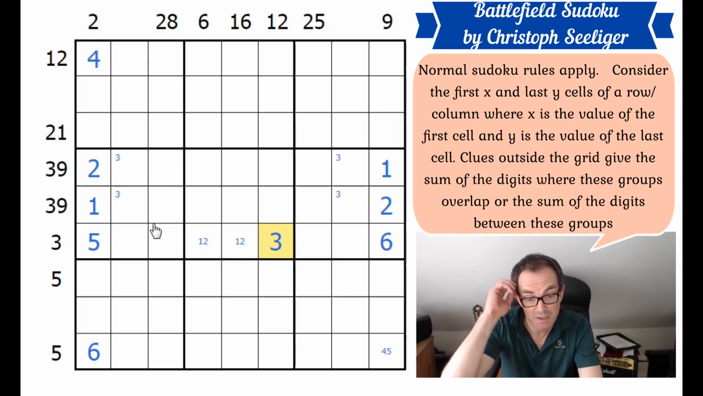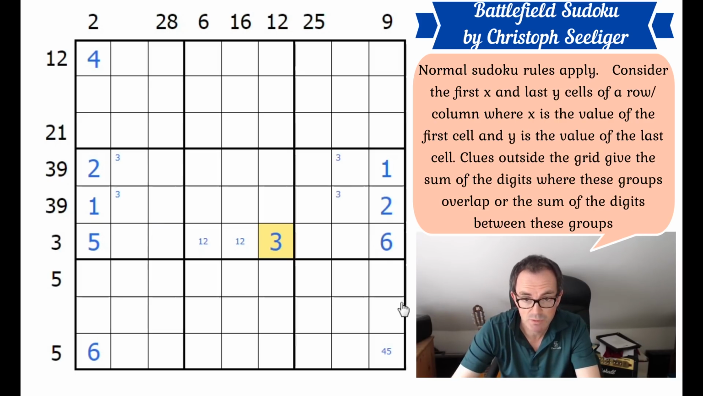I love puzzles like this. They completely make you start again in terms of your logic. You have to learn so much as you go through the puzzle about how the puzzle works. So, now there's a 6 here. And there's a 4 or a 5 here.